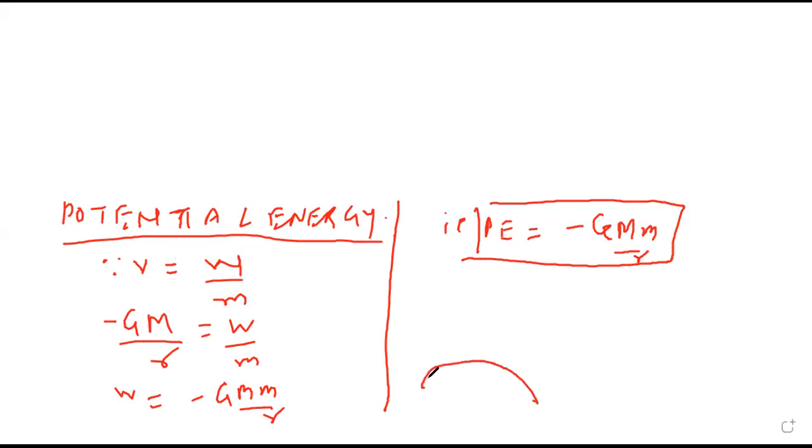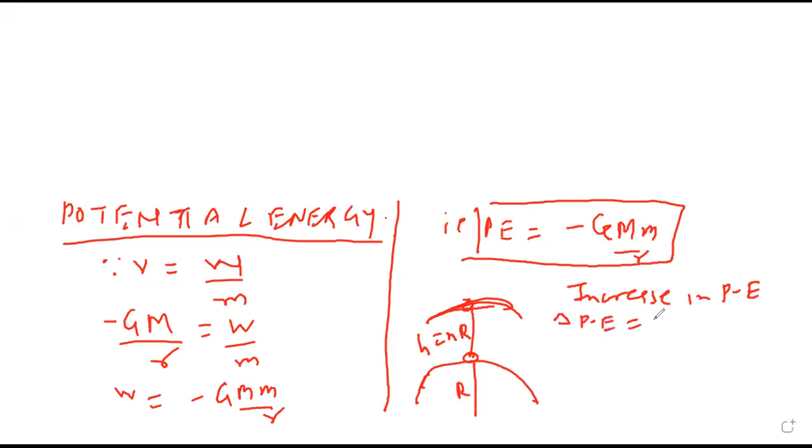Now the favorite question is, if a body from the surface of Earth is taken to a height h equal to nR. I have written nR; n can be 1, 2, 3, half, anything. So if the height is R, you will take n as 1. Then find the increase in potential energy. Increase in potential energy is potential energy at height minus potential energy on the surface.